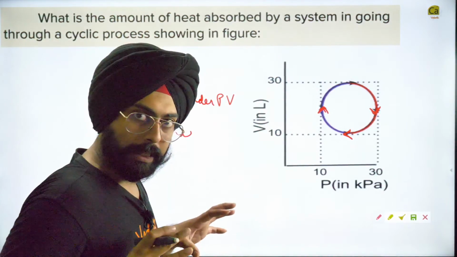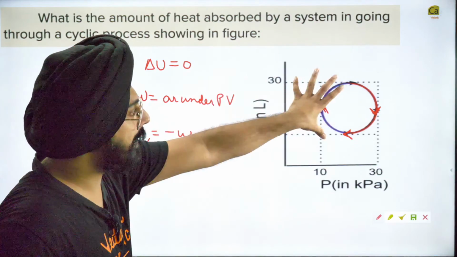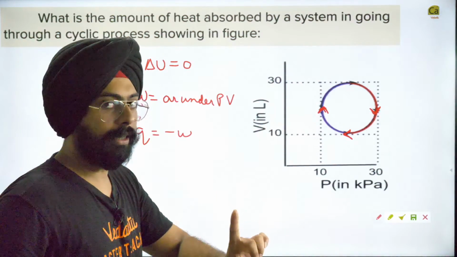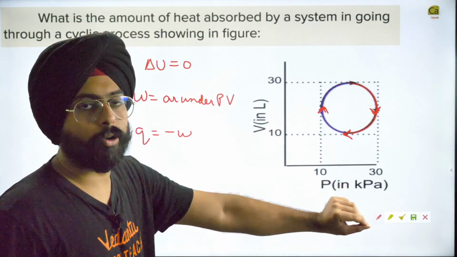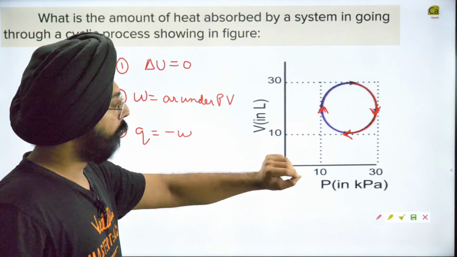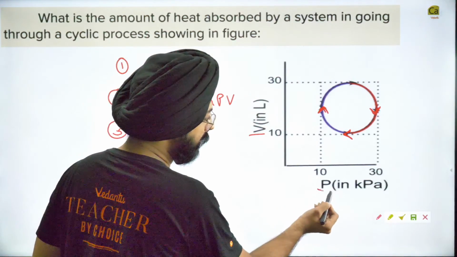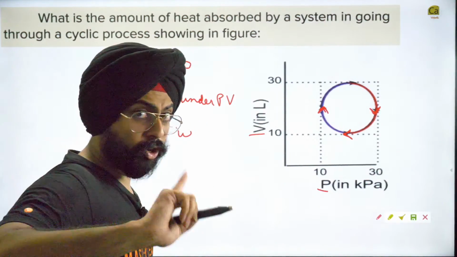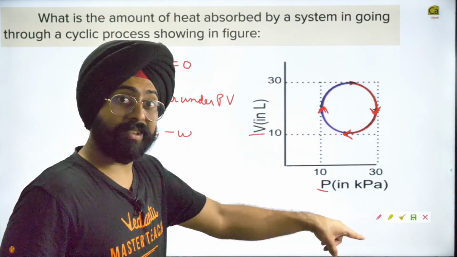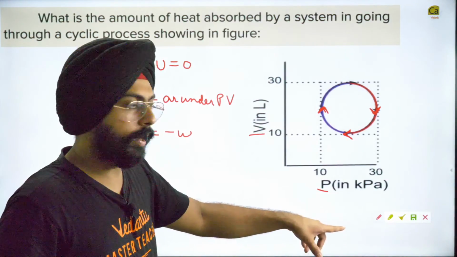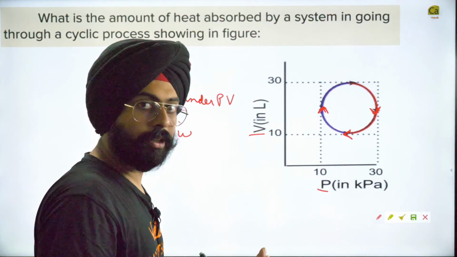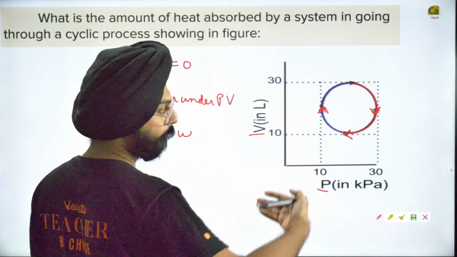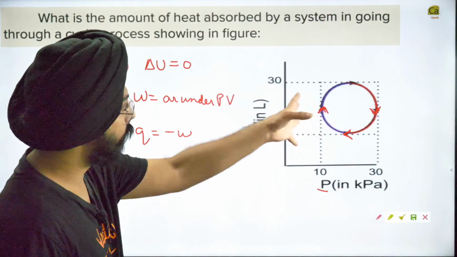So now the idea is to calculate the area under the curve. The values given here are very simple. It is very hard to make a silly mistake here. But do you realize this is a V versus P graph? This is not a P versus V graph. This is a V versus P graph. So the area under the curve would be in this direction, isn't it?